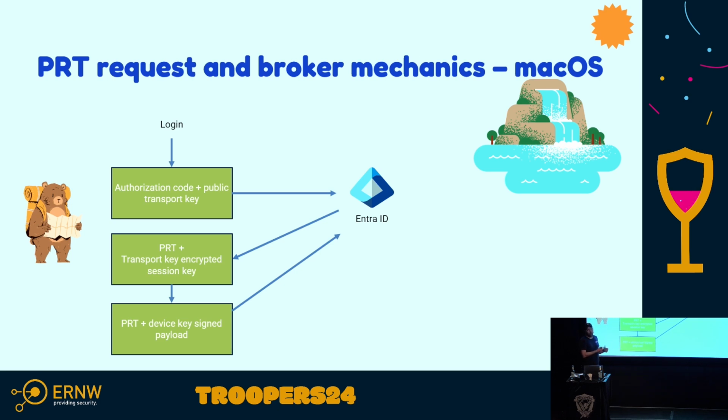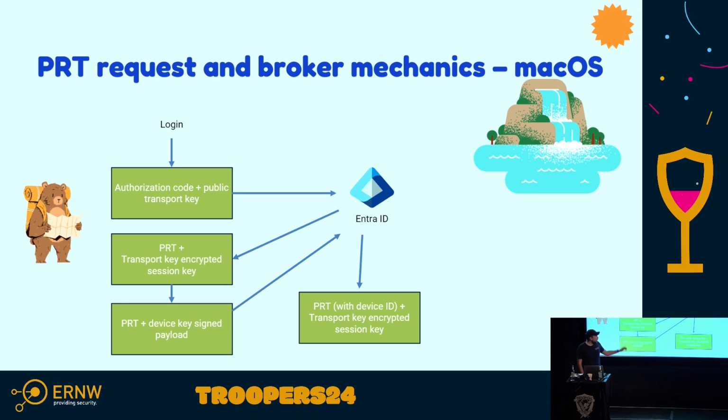But if we want to upgrade this to a full PRT that is linked to a device, then we can register the device and then send this PRT plus the signature that is based on the device certificate and the device key to Entra. And then we get back a full PRT. So this is similar again to Windows. It's just these extra steps in between that we don't see on Windows.